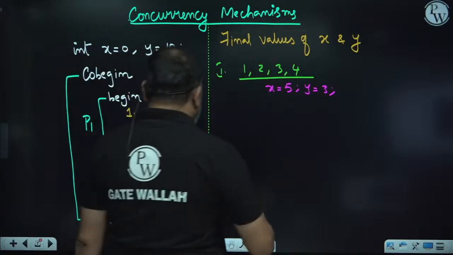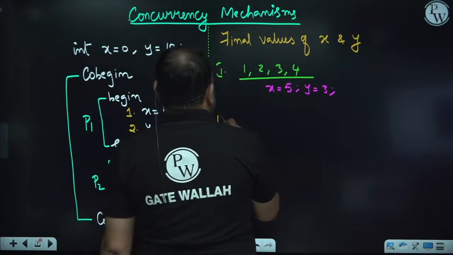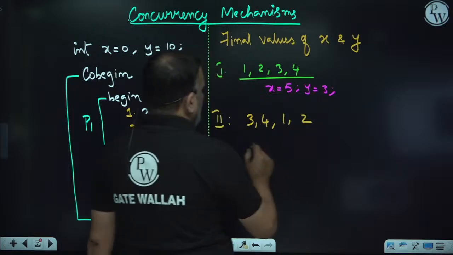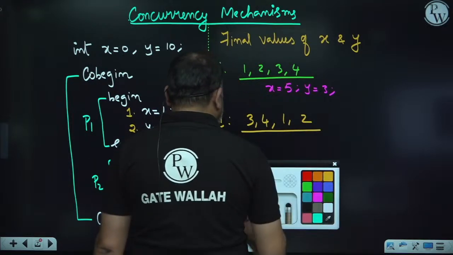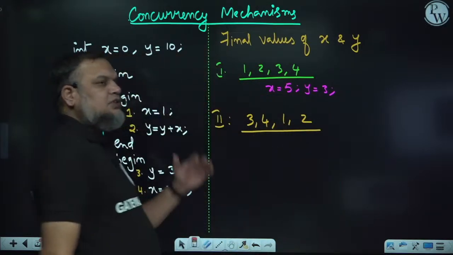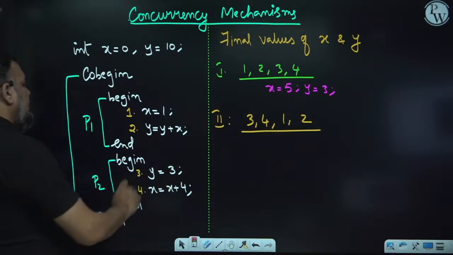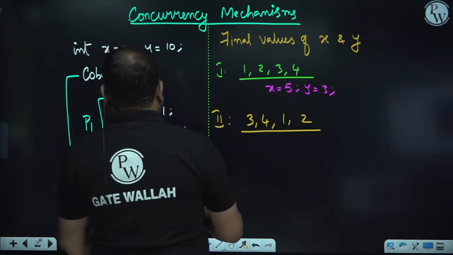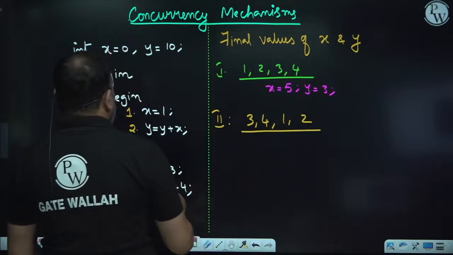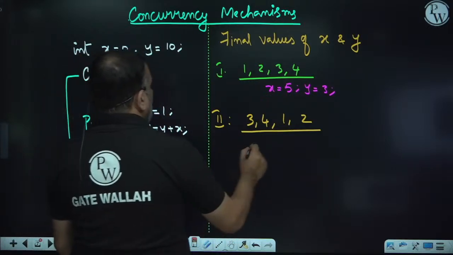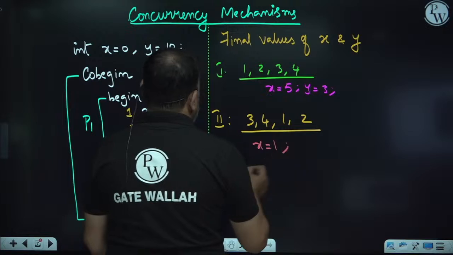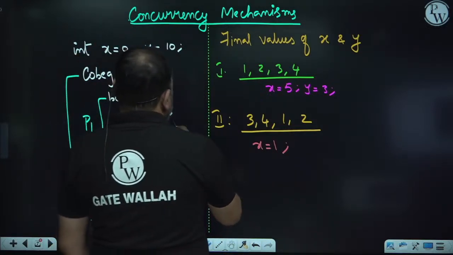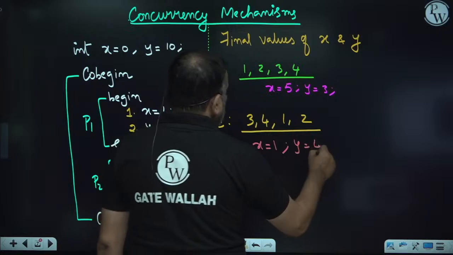A second order is possible too: I can execute in reverse order, first completing 3 and 4 and then 1 and 2. If you execute in this order, what can be the final values of x and y? Here, y = 3, then x = x + 4, so x becomes 14 after this. Then x becomes 1, so the final value of x is 1, and then y = y + x. The value of y is 3, so 3 + 1, y becomes 4.